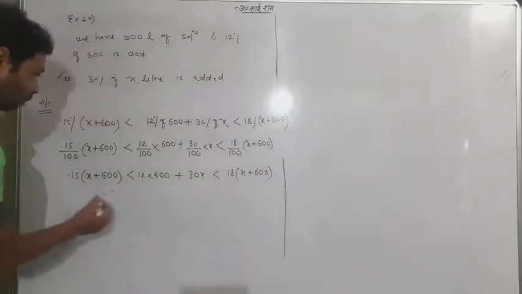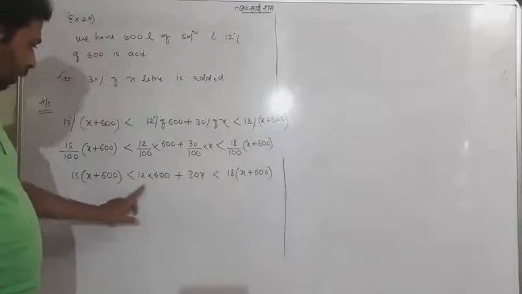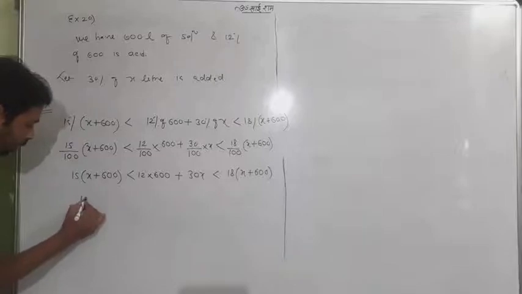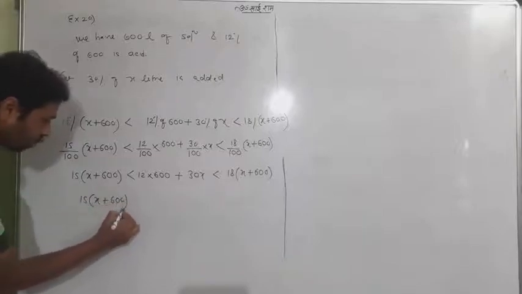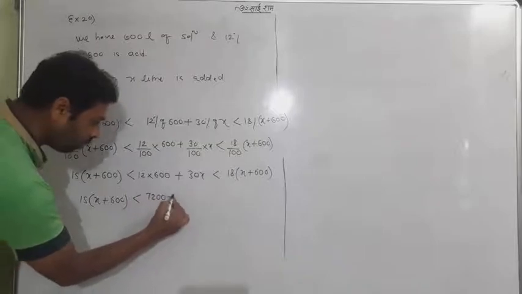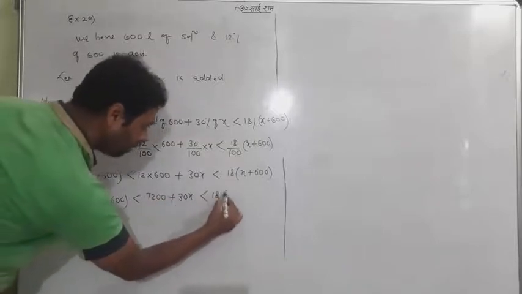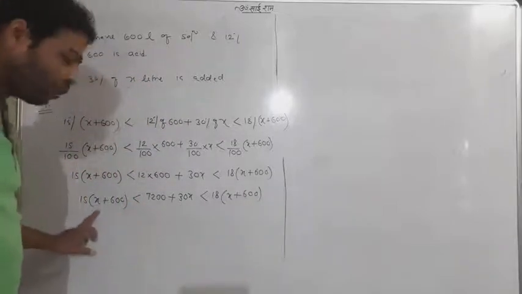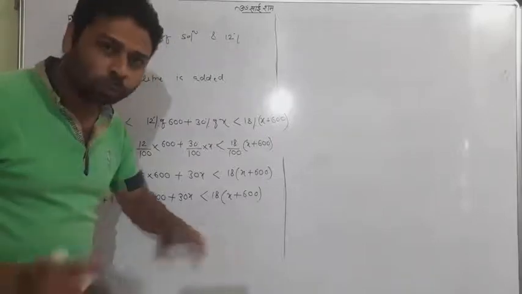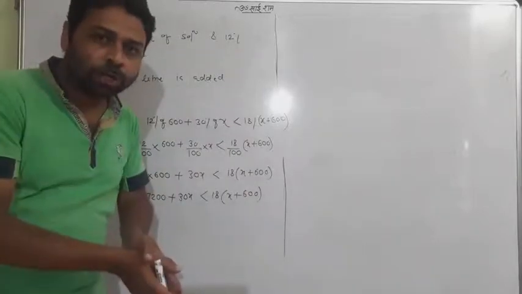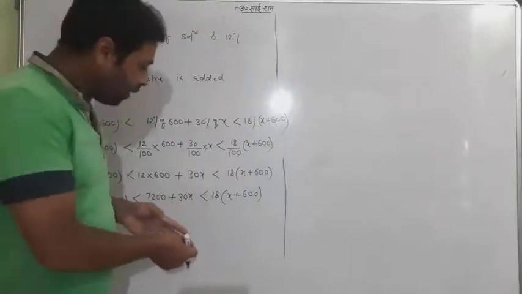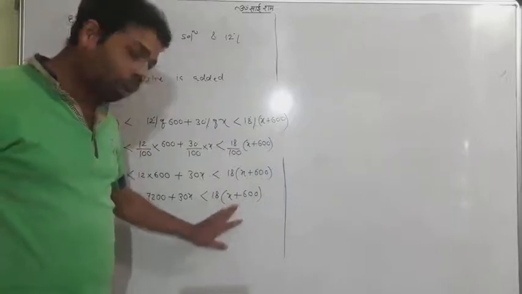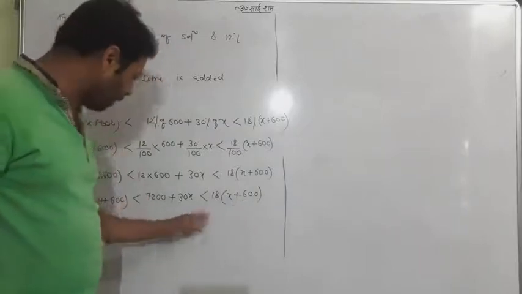What we'll do now? We'll simplify a bit. Okay, we try to make it easy. We multiply 15 into (X plus 600). It is 7200 plus 30X, and it is 18 into (X plus 600). Now I want to take these two first, because X is here, X is here, X is also here. It's very tough to take all the things together because the unknown variable X is lying on all the sides. So we will take first these two.